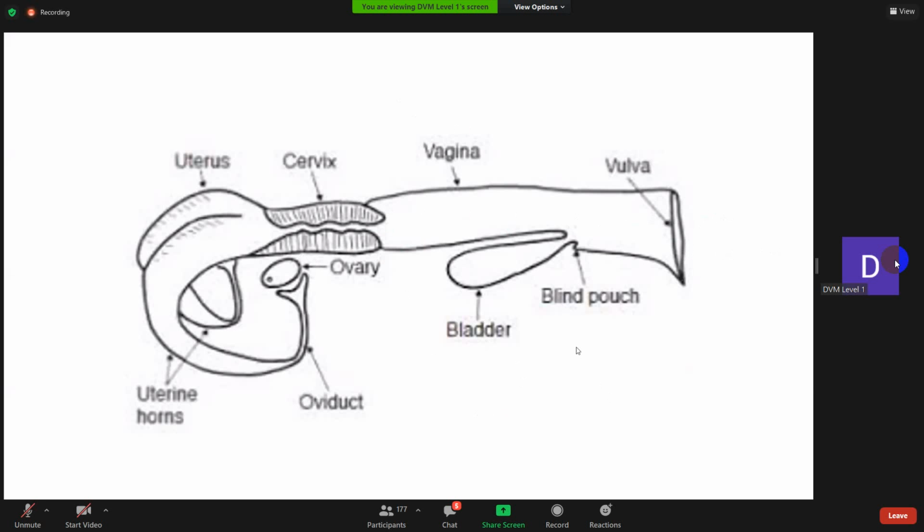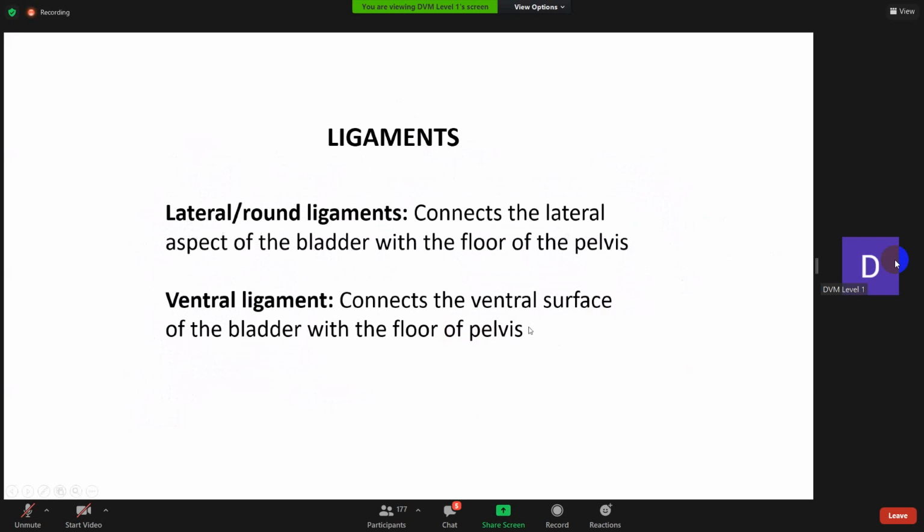I go to the next slide. The urinary bladder is related with the male and female. That is the thing. So what are the ligaments of the urinary bladder? You will find two different ligaments. One is the lateral ligaments, sometimes called round ligaments.